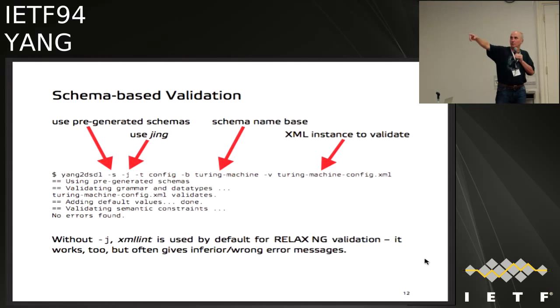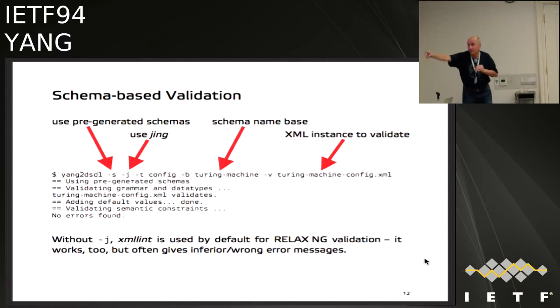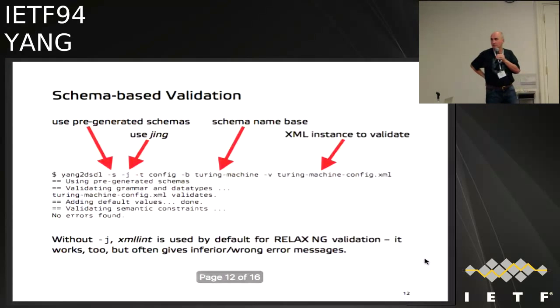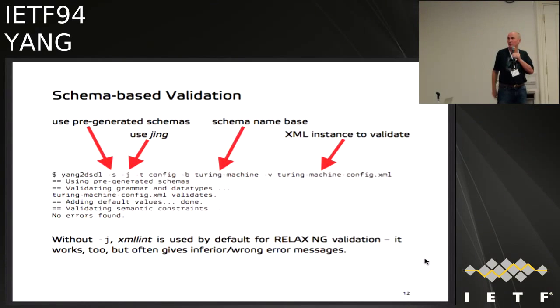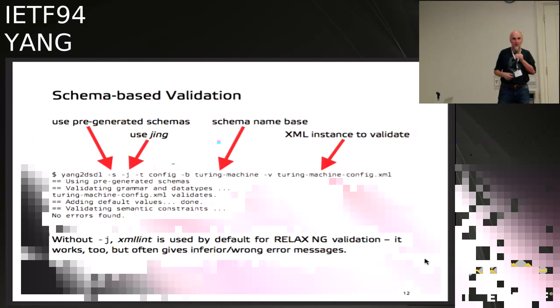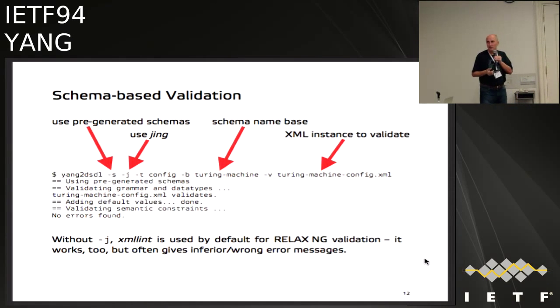And then you have to provide the base name, because the tool needs to find these three schema files, so you need to give some information about the name of these schema files. And then you provide an instance XML document that you want to validate. And that's all. You can see that the validation is done in 3 steps. In every step, one of the schemas, RelaxNG, DSRL, and Schematron is used. And in this case, no errors are found.